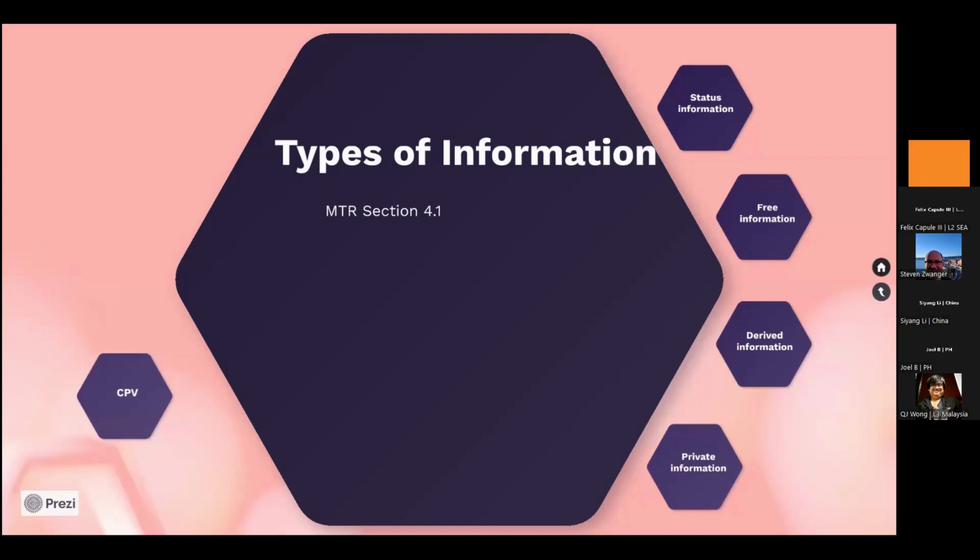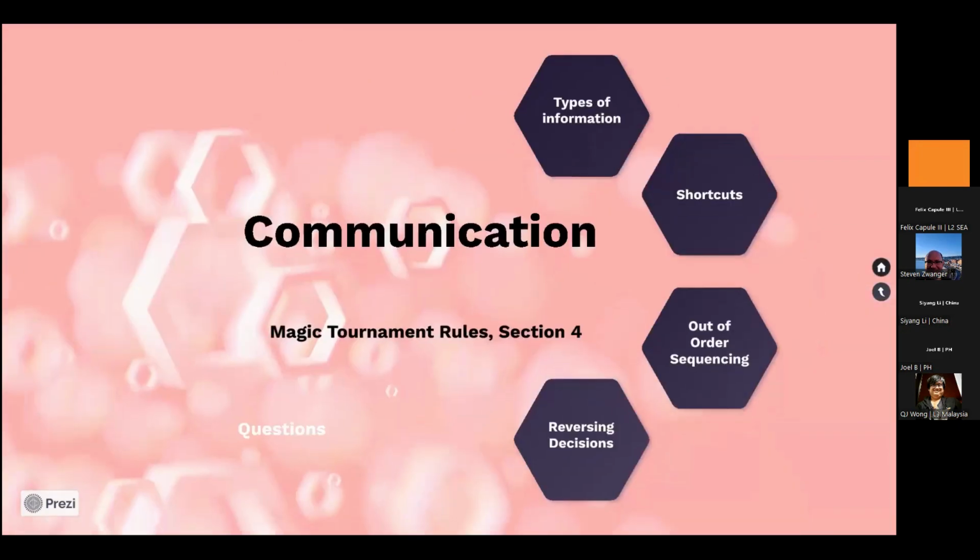So let's move on to the next section of the MTR. And again, if anybody has any requests for any of these categories, I'm happy to jump. This presentation will work completely fine no matter what order we do this in. I mean, now that we've talked about types of information, it's not really going to come up again.